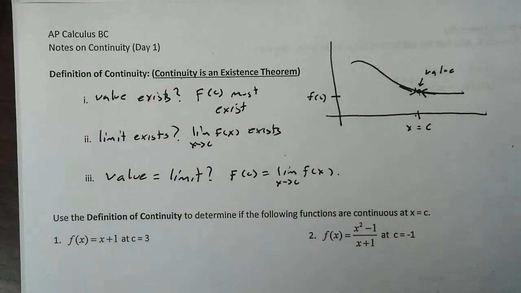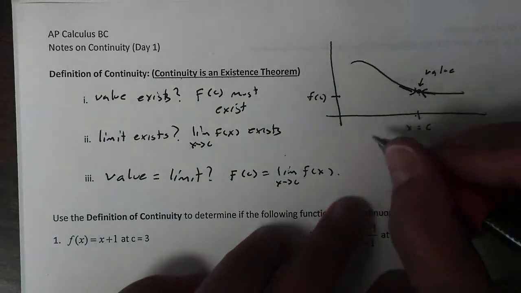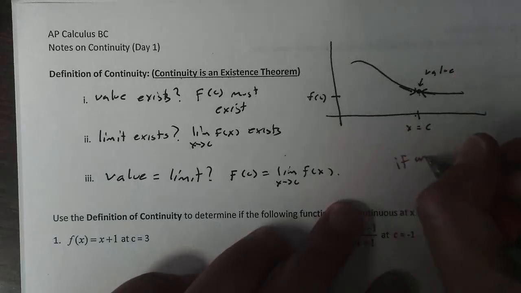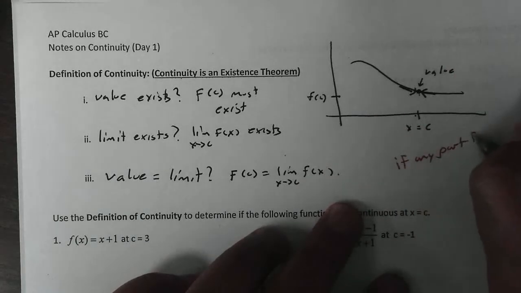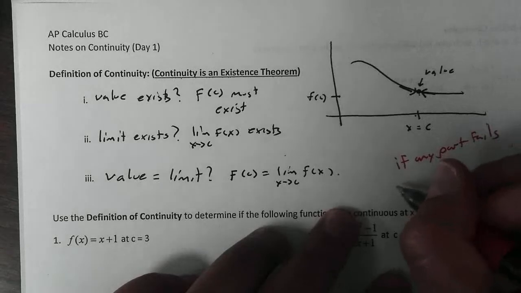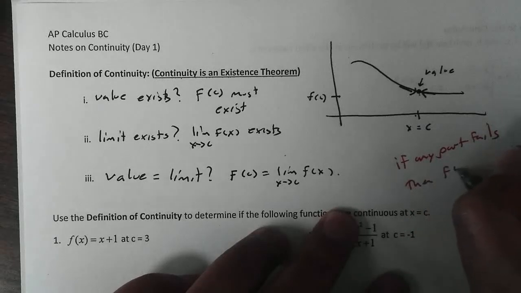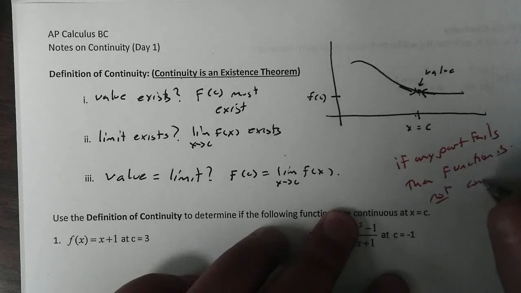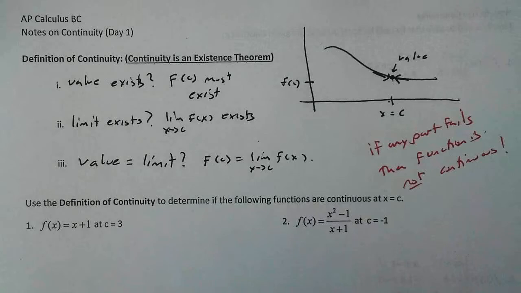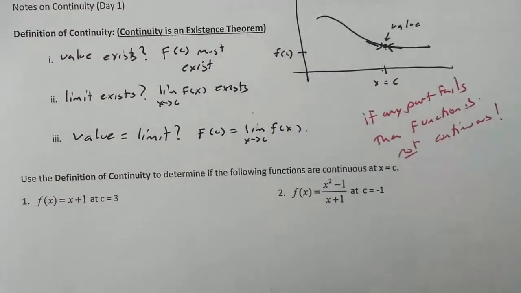Now, this is an existence theorem, and what that basically means is if any part fails, then the function is not continuous. If any part fails, that's all that matters. So we can actually check this out here.